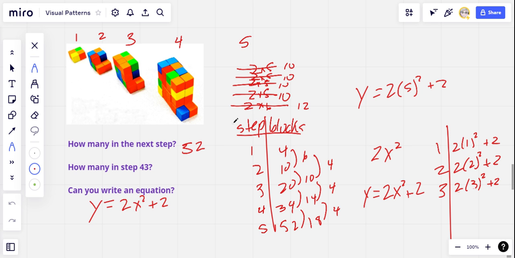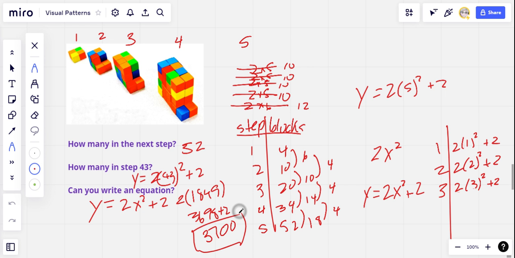Now to figure out how many in step 43 just means plugging 43 in for x. So y equals 2 times 43 squared plus 2. And 43 squared is 1,849. So we're going to multiply that by 2. And let's see, that is 3,698. And plus 2 more is going to be a nice round 3,700 blocks in step 43.